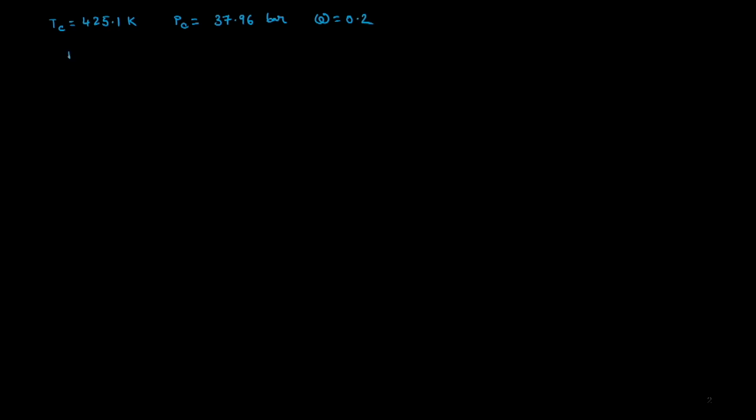At these Tc and Pc values, Tr is going to be T over Tc, and from the given temperature, which is 486.2 over 425.1, I get a Tr of 1.1438. And similarly, Pr is P over Pc, so that's 19.66 bar over 37.96 bar. So that's a Pr of about 0.5179. At these Tr and Pr, n-butane is probably going to be in the vapor phase.